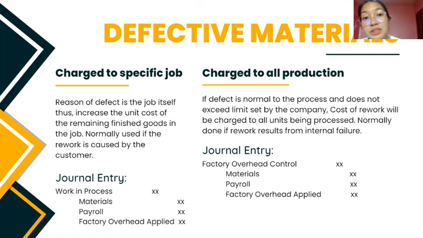That is to charge to a specific job, if the reason of the defect is the job itself. So increase ang iyang unit cost of the remaining finished goods in the job, and normally used if the rework is caused by the customer. Okay, so the entry is debit work in process, credit materials, payroll, and factory overhead applied. If it is charged to all the production, bali normal lang siya.